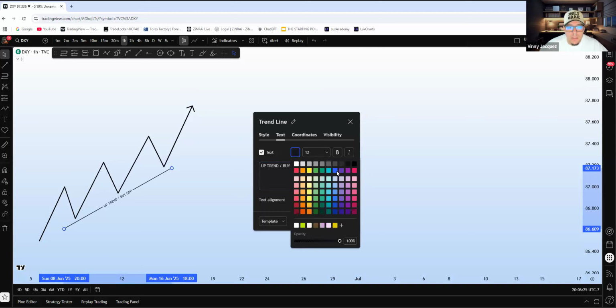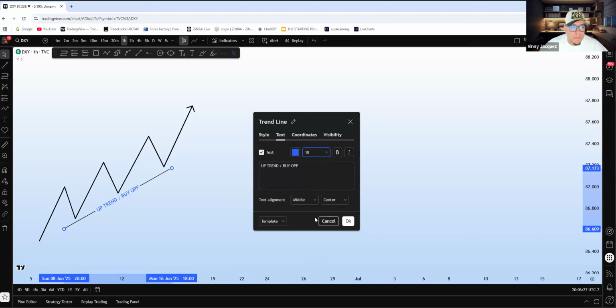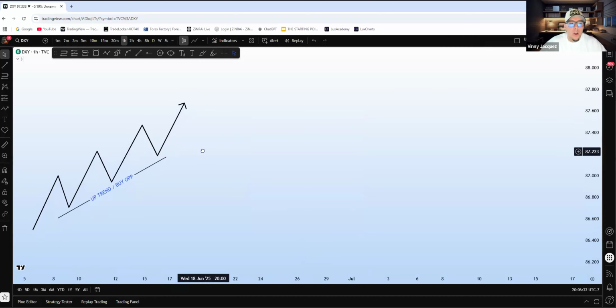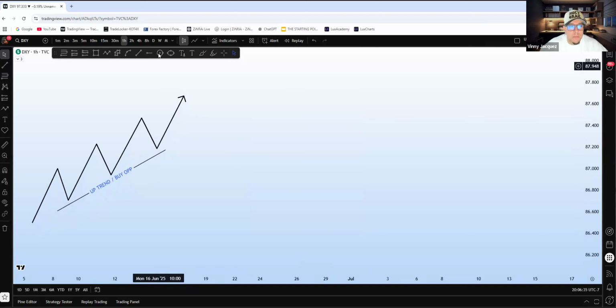Okay, let's go ahead and make this blue. We'll make this a little bit bigger. Okay, that's cool. So when we're able to see an uptrend and the market is going higher, I don't want to fight against the trend. I don't want to be the one looking for sales right here and here and here, right? I don't want to be the one trying to go against the trend.